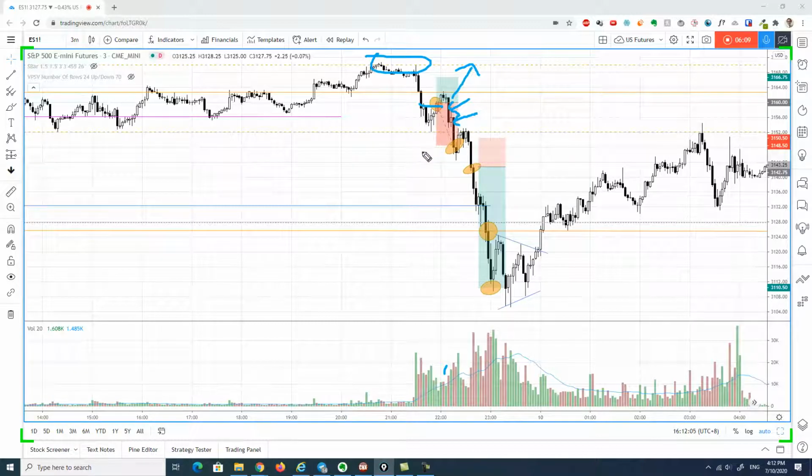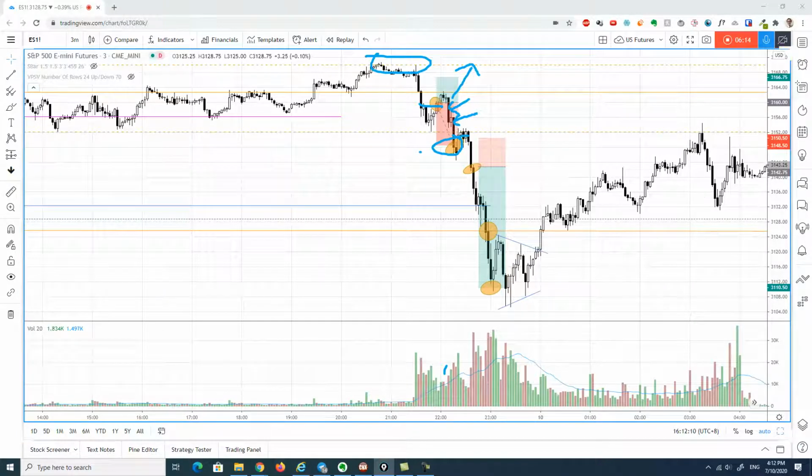And I actually got stopped out here. So this is my stop. So definitely it just ended up becoming a losing trade.